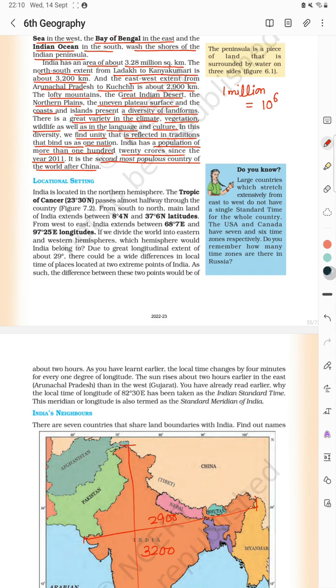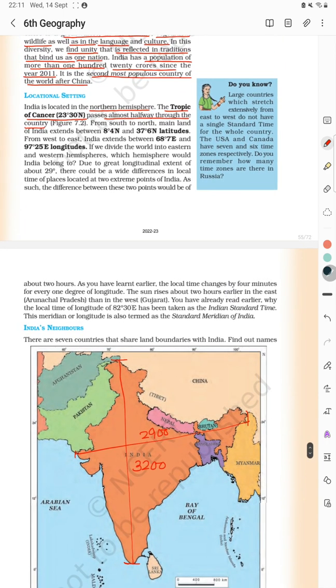Locational setting. India is located in the northern hemisphere. The Tropic of Cancer, which is 23.5 degree north, passes almost halfway through the country from approximately from here. From south to north, the mainland of India extends from 8 degree 4 minutes north to 37 degree 6 minute north latitude. From west to east, India extends between 68 degree 7 minute east and 97 degree 25 minutes east longitude.